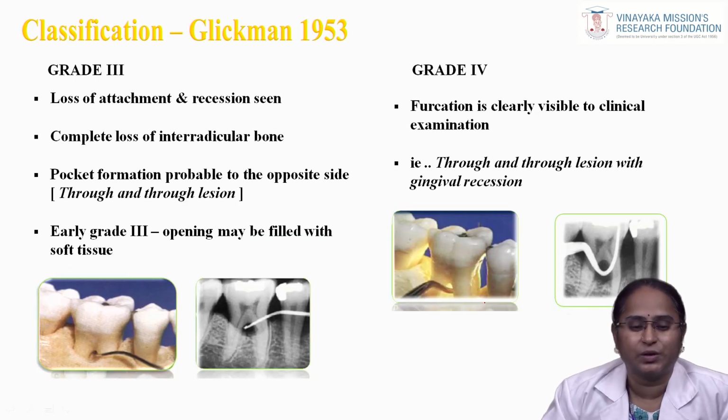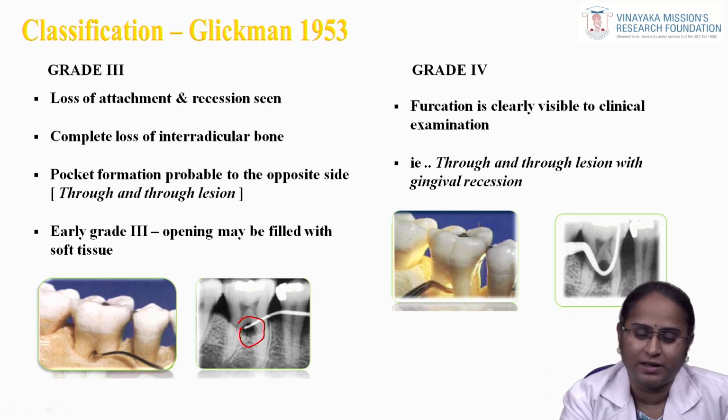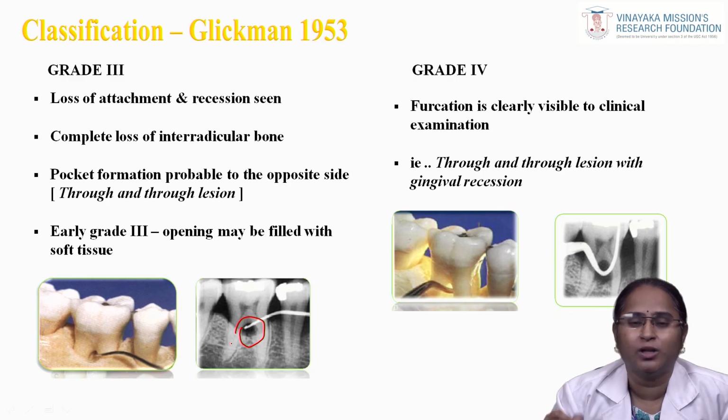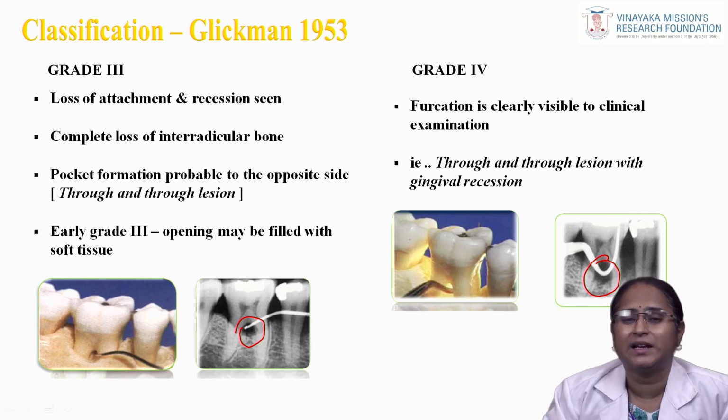In grade 3 involvement, this is a through and through lesion, that is, both buccal and lingual furcations are involved. The probe will pass completely through the furcation area, but it is covered by soft tissue. Only radiographically can we see it. Only in advanced grade 3 will we be able to see it clinically. In grade 4, it is also a through and through lesion, with both buccal and lingual furcations involved, and there will be attachment loss, which is clinically visible.